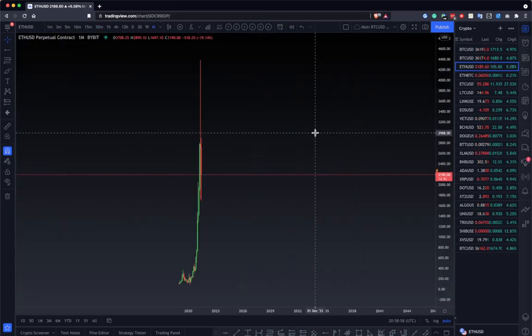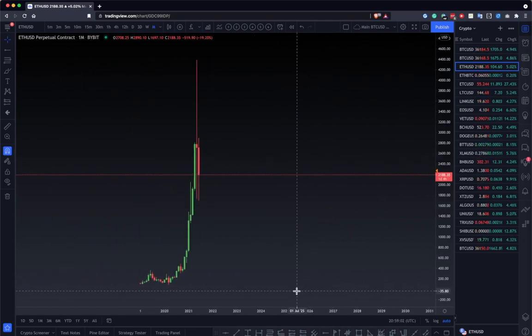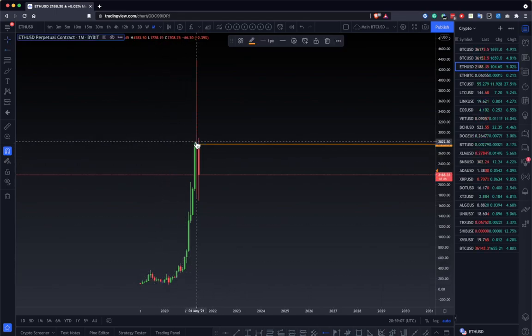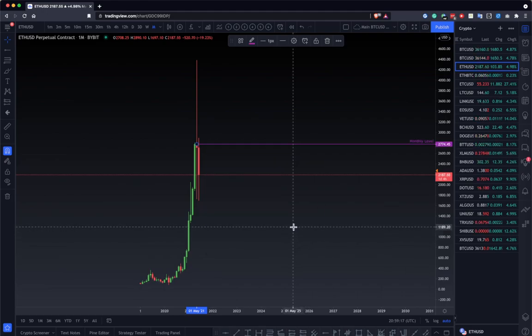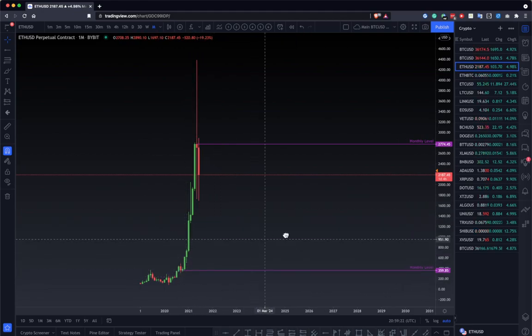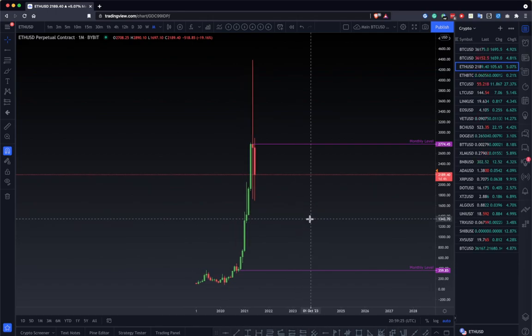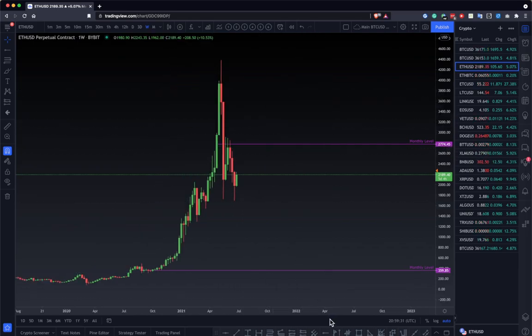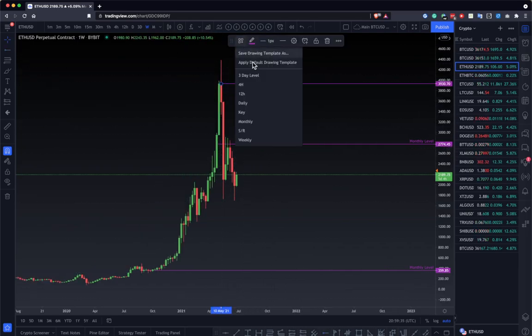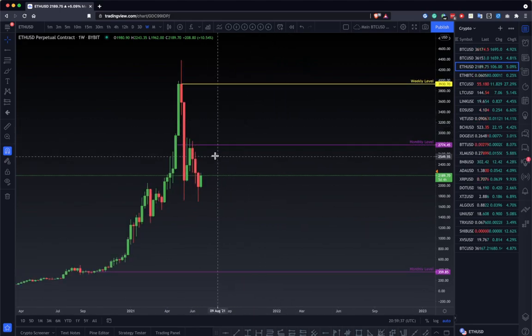Let's do the same things that we did on the ETH pair. Here we have much less data, but it's enough for us. This is a Bybit ETH USD chart. I will put this monthly level here. We have another monthly down here. Weekly up here. A weekly very close to that. I want to put that one.